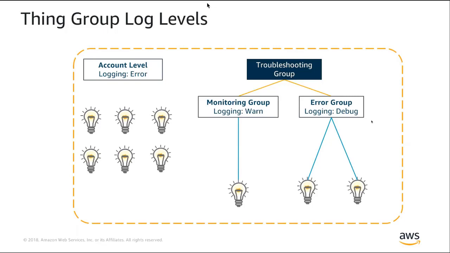So you can take this group concept and create a troubleshooting group, and then within that group, you can create subgroups. I'll have a monitoring group where the log level is set to warning. Then I'll have an error group where the log level is set to debug. And with the ability to add and remove devices from groups, I can take a device that's in production, and if I see that I want to get more information, I can move it to the error group, so it's set to debug. If I want to get a bit more detail, like I think there's warning errors, I can move that same device to the monitoring group where the log level is set to warning. So now you have fine-grained control using thing groups in addition to the logging and device management.